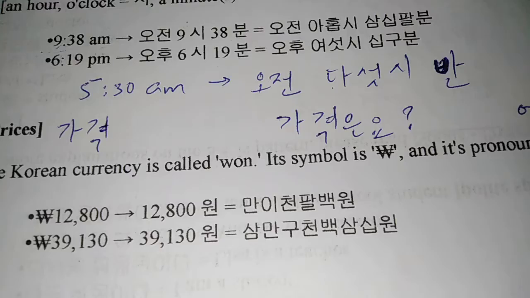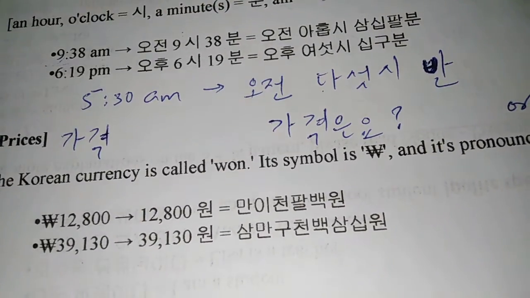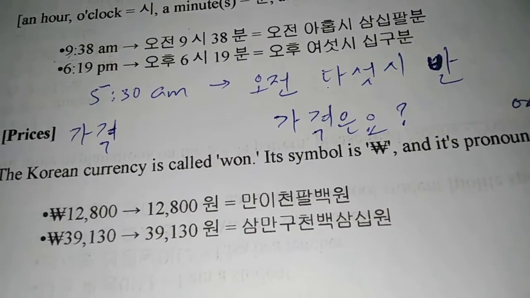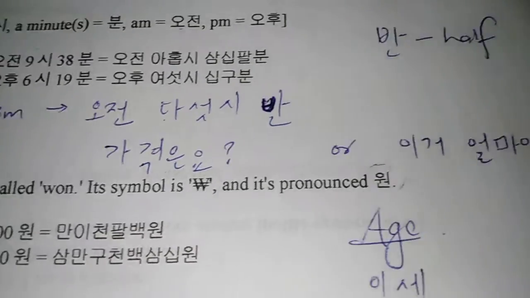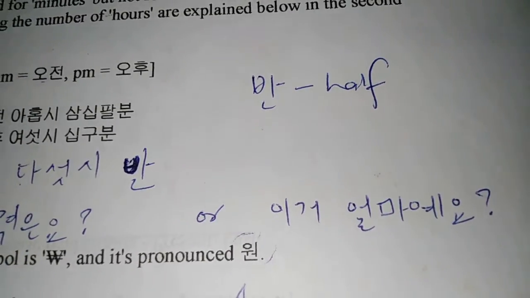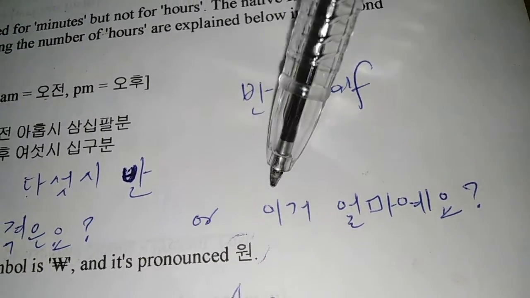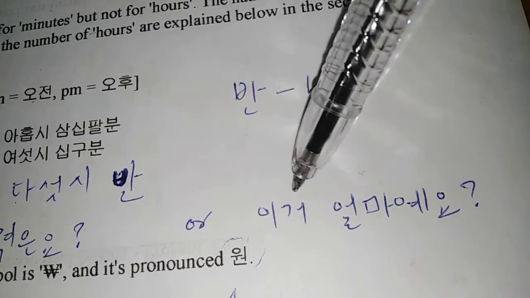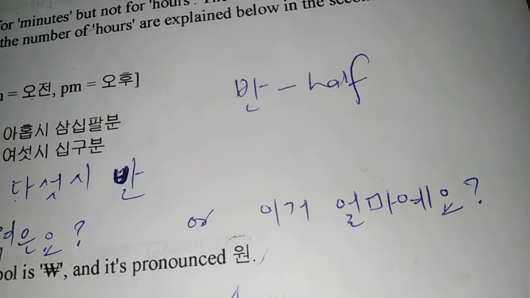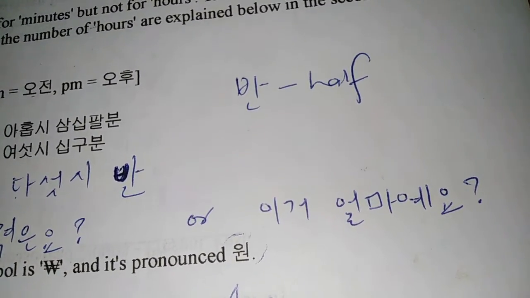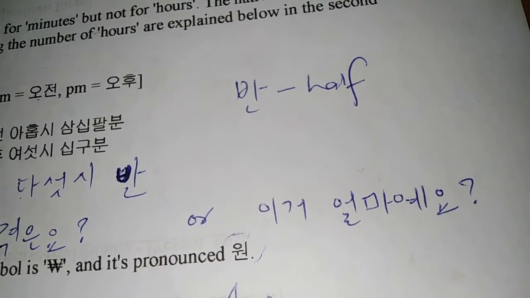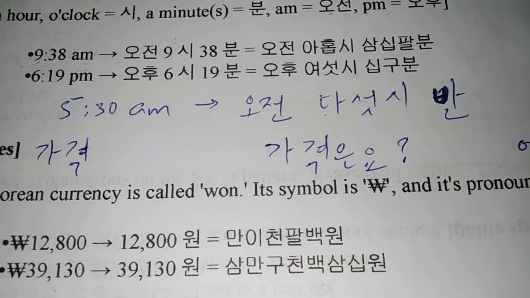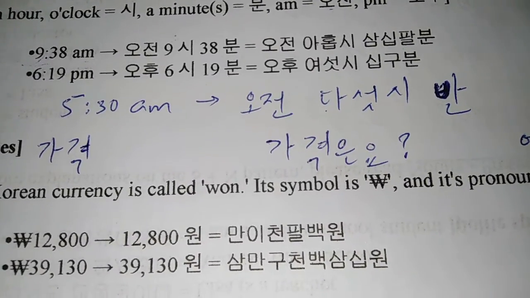The next one is prices. So prices is 가격 in Korean. If you're going to market and asking the price of something to the shopkeeper there, you would ask them, 이거 얼마예요? 이거, 저거, 그거, you have already learned that. So 이거 means this, and 얼마 means how much. So 이거 얼마예요? That's what you're asking. How much is this?